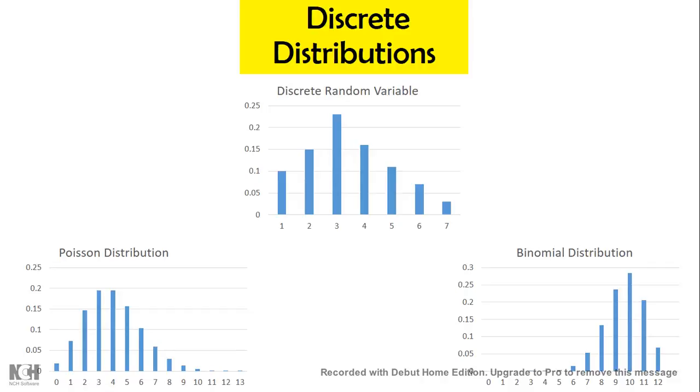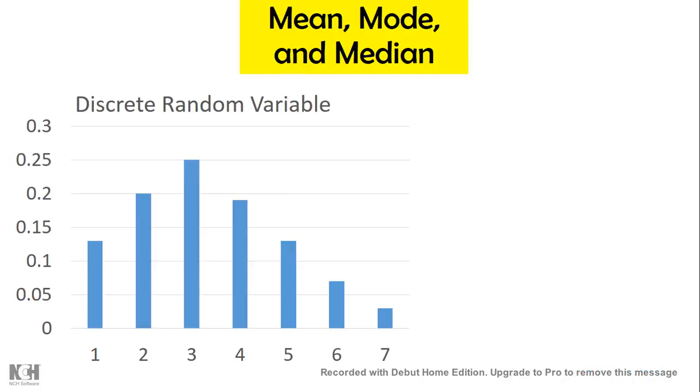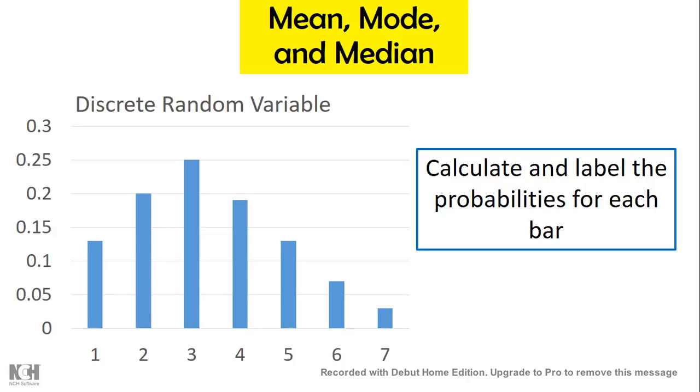So let's just zoom in on that. Now, the techniques I'm going to show you in the first part of this video can be used on just any discrete random distribution, which includes Poisson and binomial. Okay. So let's just have a look. What if we wanted to calculate the mean, the mode, or the median for this? First thing we want to do is label all the bars with their probabilities, and you should be able to read that.